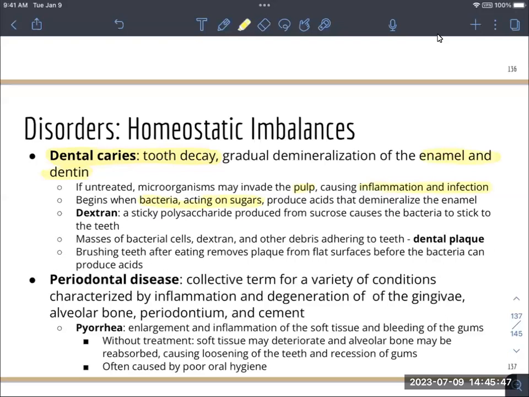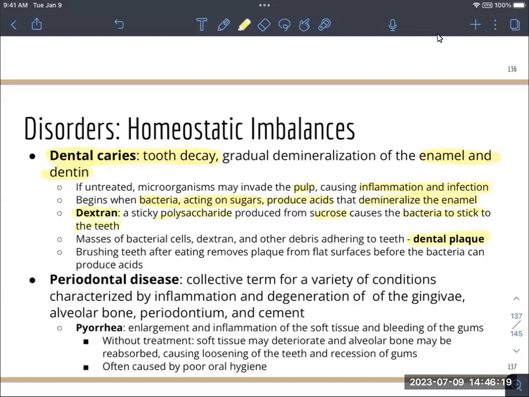Bacteria like sugar. When they ingest sugar, they produce acids. These acids are going to break down that enamel. Dextrin. It's a polysaccharide from sucrose that allows bacteria to stick to teeth. So these bacteria cells, this dextrin and other things can start to adhere, and this is what causes dental plaque.